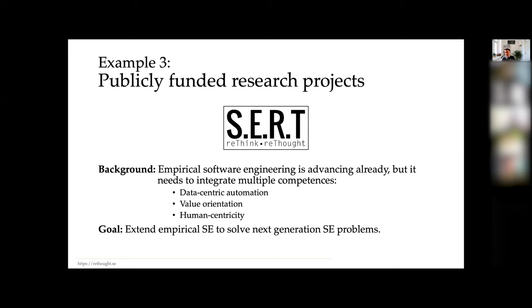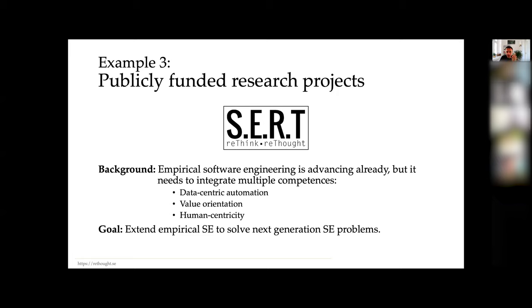As I said earlier, the empirical software engineering community is already quite strong and vibrant. We are doing the best we can to eradicate conventional wisdom and to propose new scientific theories. And we are already going somewhere. Yet we are now facing new challenges over the last 5 to 10 years, which is that we see a very strong rise in data centricity and automation. Think of big data. We have a strong rise in the need for more value orientation and value creation on the side of the companies, and human centricity.